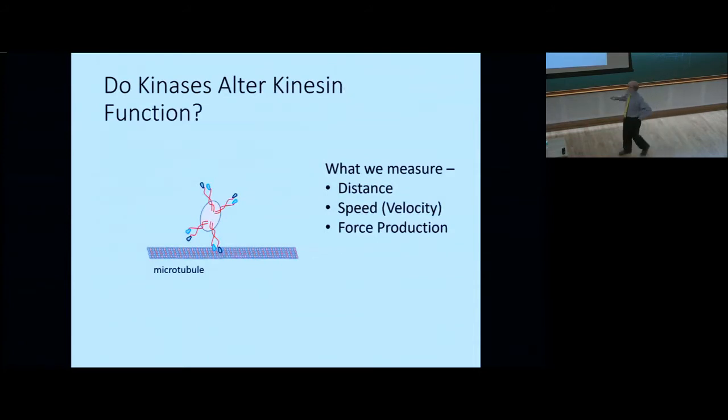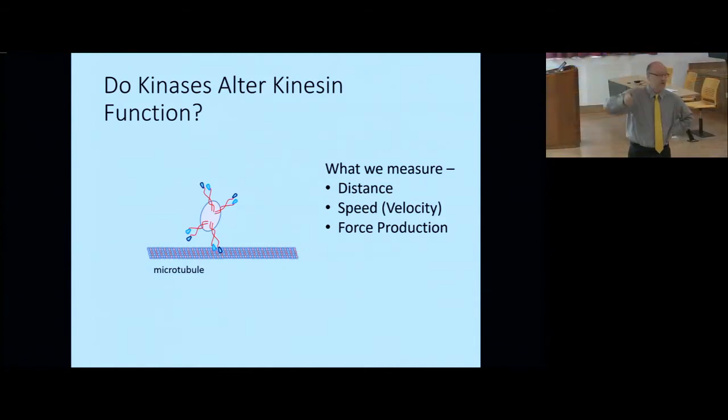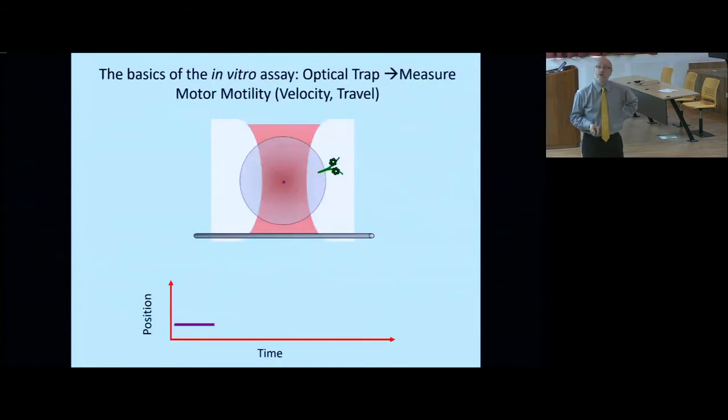Let me just remind you that in vitro, you have a cargo and you can put molecular motors on it, and you have a microtubule. What you can look at is distance, how far the cargoes go. You can look at how fast they go and how much force they produce. Those are the typical things we look at. And we do this with an optical trap.